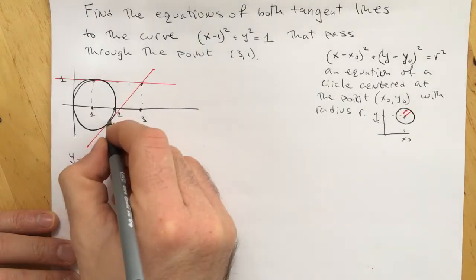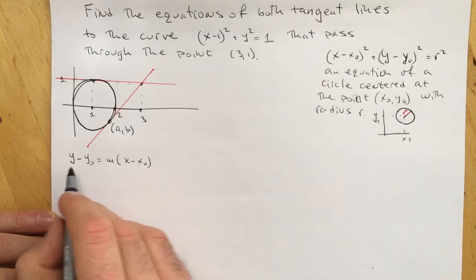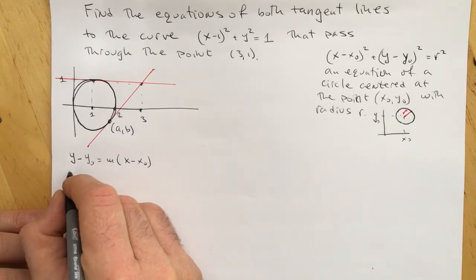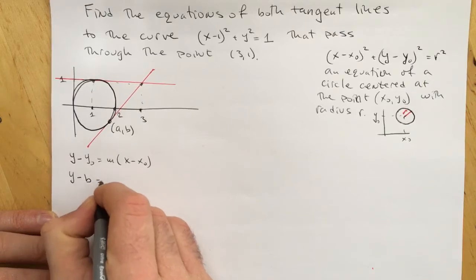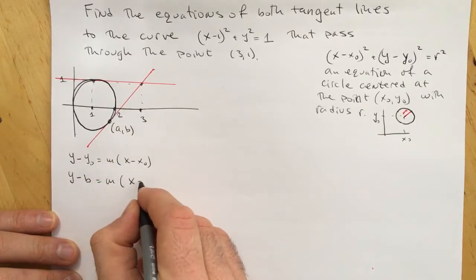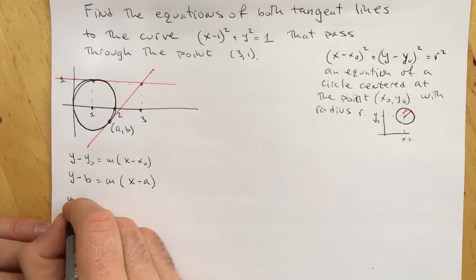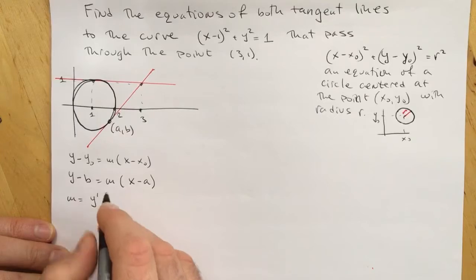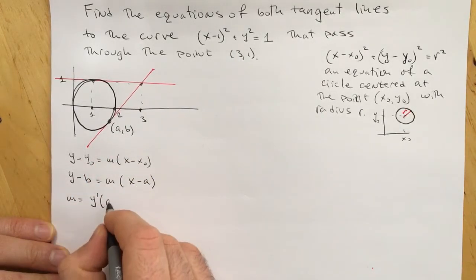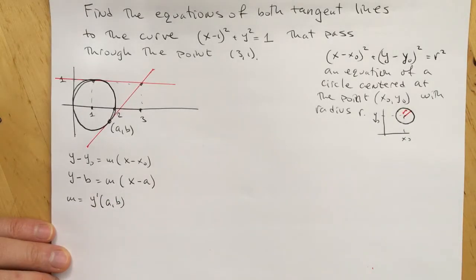Okay, so because this point satisfies the equation of the tangent line, this can be written as y − b = m(x − a). How much is m? m is the derivative of y evaluated at the point (a, b). We still don't know what (a, b) is, but we want to figure that out.